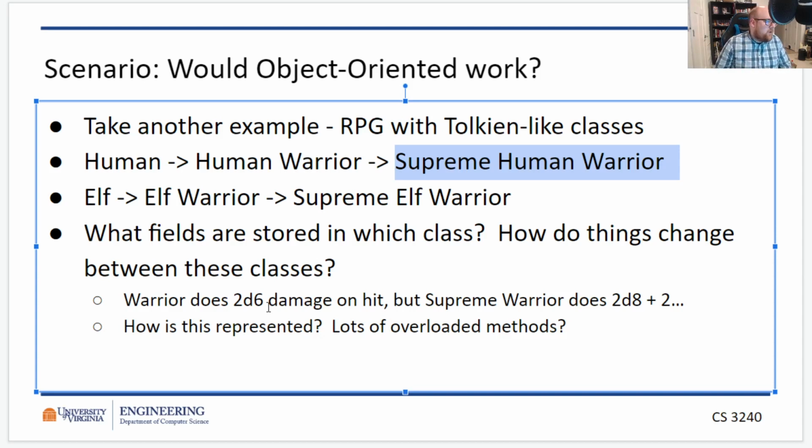So, for example, the human warrior or the elf warrior, whichever one, when it wants to do damage, it rolls 2d6s. That is 2 dice with 6 sides. But the Supreme Warrior rolls 2d8s, dice with 8 sides, and adds 2 to the damage. So they do more. We could do this in an object-oriented way with inheritance, where we could say something like Human Warrior extends Human, and Supreme Human Warrior extends Human Warrior.